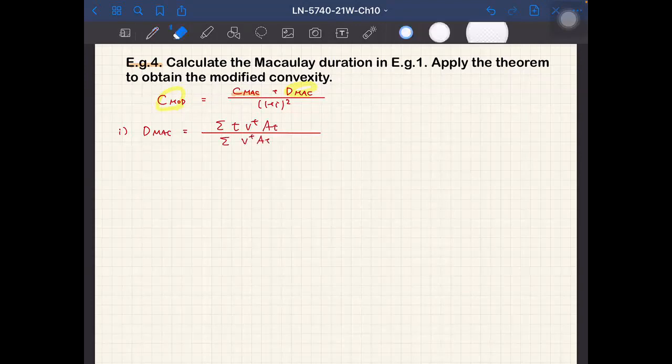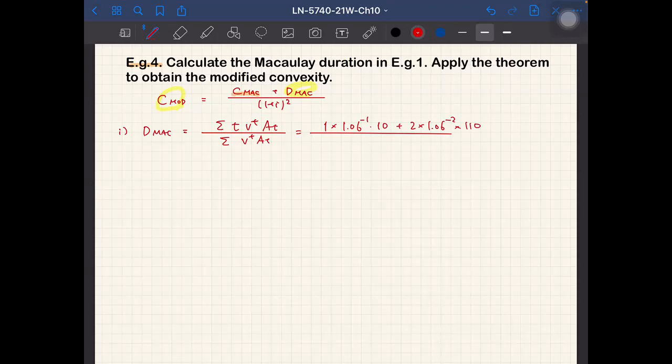So this is equal to, we have the 2-year bond. So 1 times 1.06 inverse, the interest rate, times the cash flow at time 1, that is 10, plus 2 times 1.06 inverse squared times 110. This is the cash flow at time 2. Then the denominator is the present value. So this is the weighted average of 1 and 2.